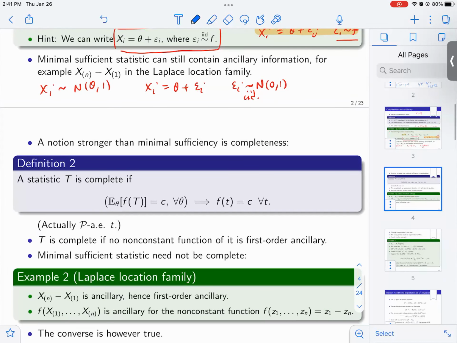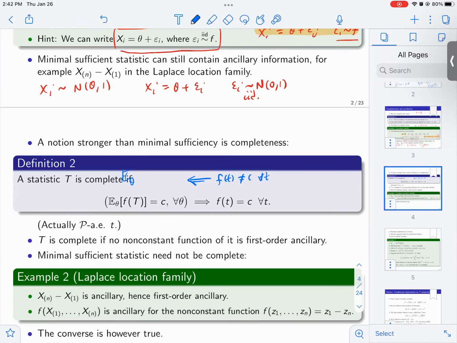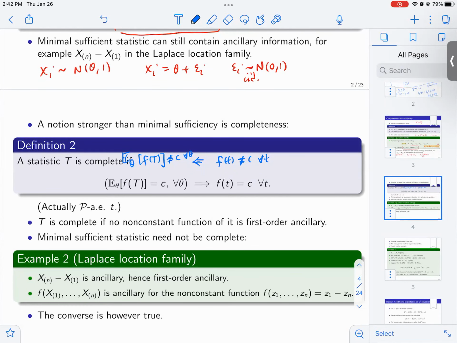If you look at the contrapositive, this says if the function is not constant for all t, then the expectation of f of t is not constant. This is logically equivalent. If you take a non-constant function, then once you take the expectation of that new statistic, it's not going to be a constant as a function of theta. So the contrapositive says, if T is complete, no non-constant function is first order ancillary. Because it's not first order ancillary, it can't be ancillary either, since ancillary statistics are also first order ancillary.